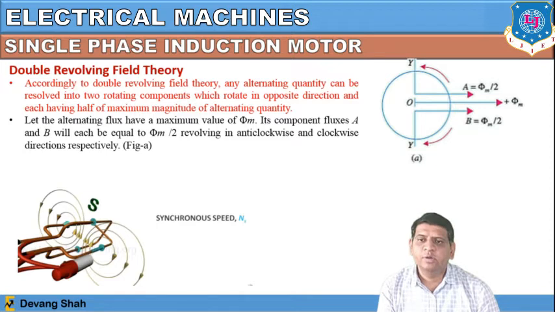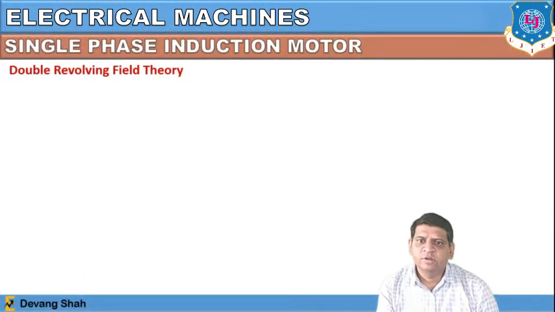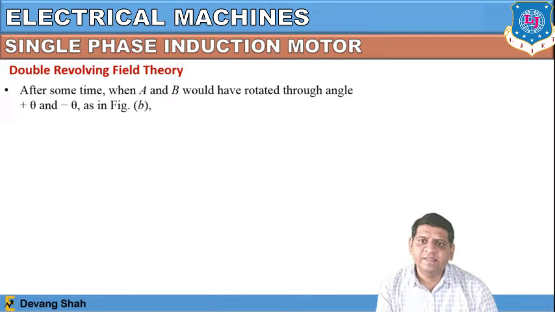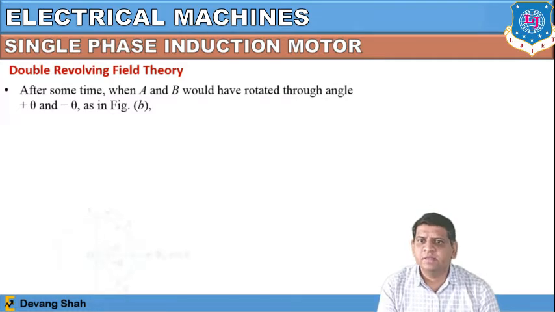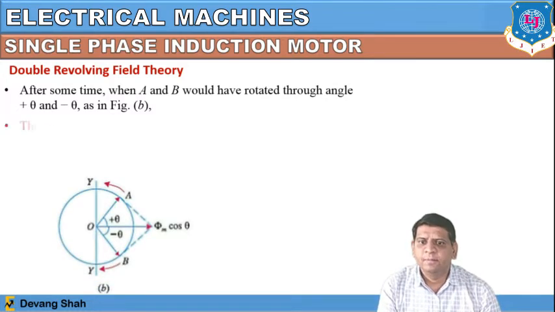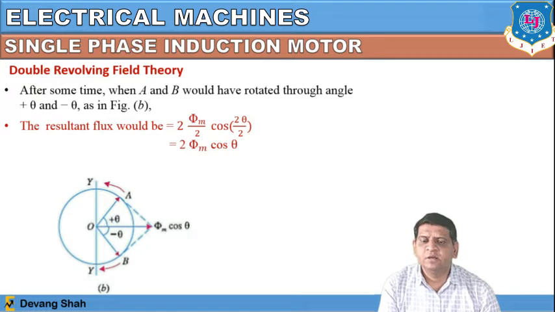So this particular theory we define as the double revolving field theory, as the two vectors are moving in clockwise and anti-clockwise directions. From this you can easily say that after some time, when A and B have rotated through angles plus theta and minus theta, the resultant flux would be 2 into phi m divided by 2 into cos 2 theta divided by 2. So the resultant flux will be 2 phi m into cos theta.